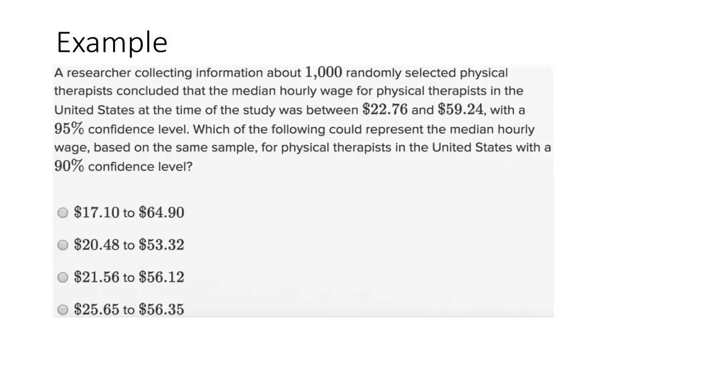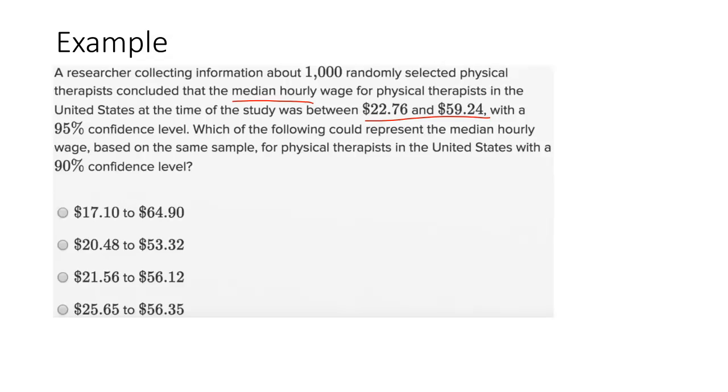Now this one talks about confidence interval. A researcher collects information about 1,000 randomly selected physical therapists, and concluded that the median hourly wage for physical therapists in the United States at the time of the study was between these two numbers. We had that margin of error with the camera batteries. Confidence interval is the same thing. It's a margin of error. So they have a median value that's between this range.